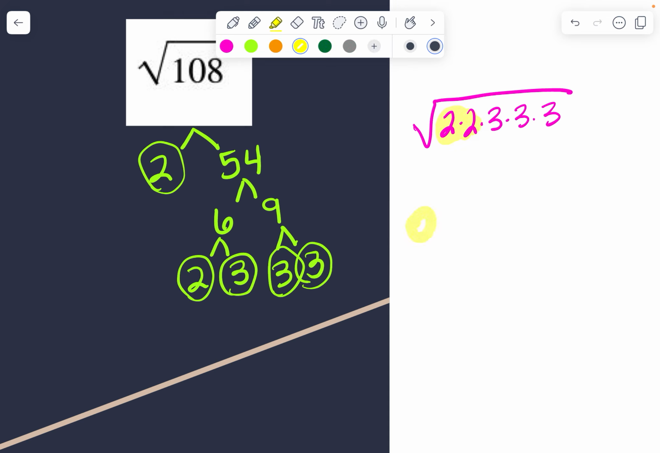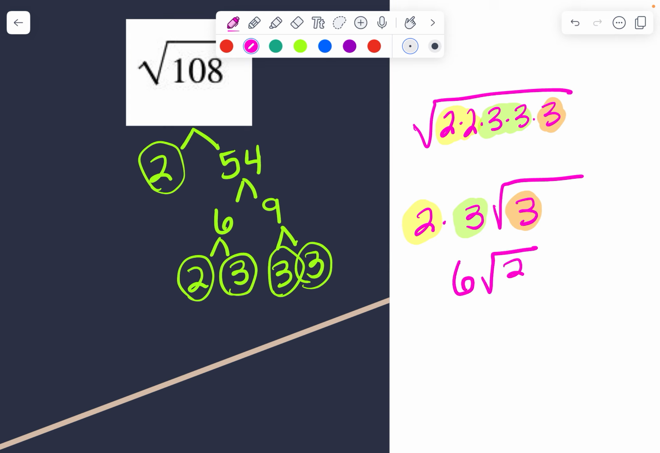We have a pair of 2's that can come out. We have a pair of 3's that can come out. And then we have this other 3 that's by itself. It needs to stay inside. So 2 on the outside, a 3 on the outside, a 3 on the inside. 2 times 3 is 6. So our final answer is 6 times the square root of 3.